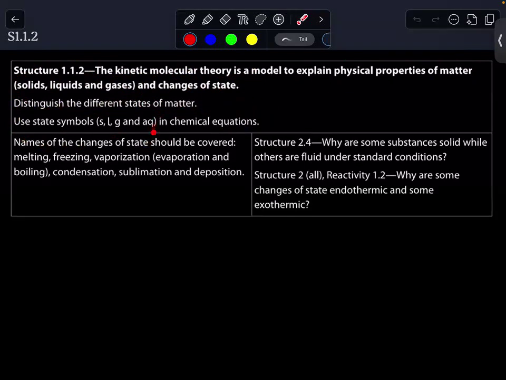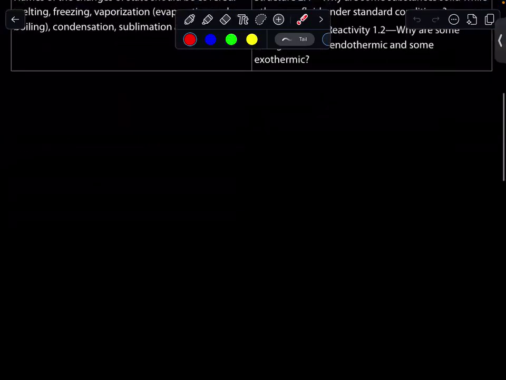Now, we're not going to be doing any big chemical equations. We're just going to be doing state changes. But nevertheless, we will be using solid, liquid, and gas. We will cover the names of different states and those state changes: melting, freezing, vaporizing, evaporating, and boiling, condensating, sublimating, and deposition, or depositing. So with that, we're just going to jump right in.